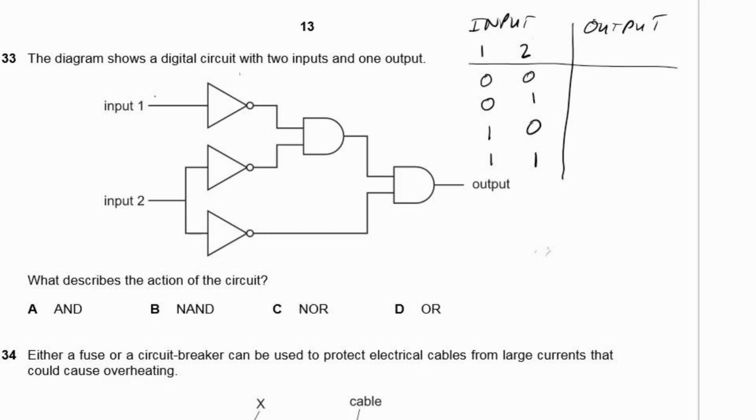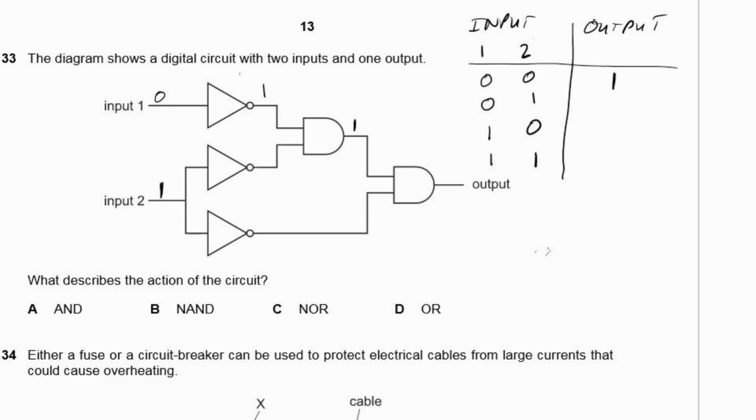Okay, so first of all, we'll start off with 0, 0. We'll follow the top path first: the 0 comes through a NOT gate, that becomes a 1. Both travelling through an AND gate, the AND gate will give out a 1 if both inputs are 1. Now, following the bottom path, input 2 is 0, and it becomes a 1 through the NOT gate, so then our final AND gate has 2 inputs that are 1, the output will be 1. There we go.